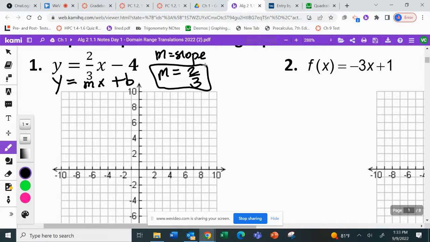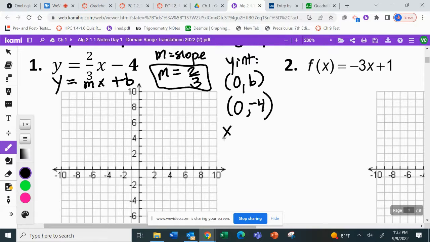From there, if it's in this form, our y-intercept is always (0, b). So in this case, it would be (0, -4). It has to be an ordered pair. If you just type in -4, it's getting counted wrong because it's not just -4. It's the ordered pair (0, -4).